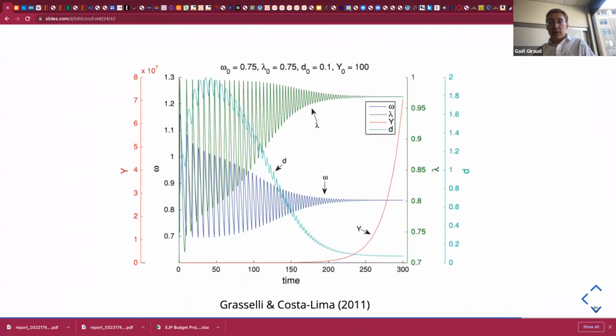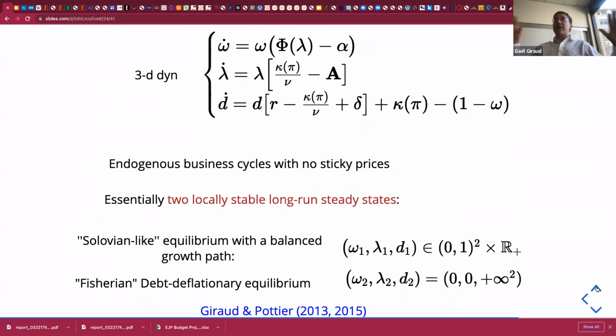So we end up in the simplest case with a three-dimensional dynamical system with 3 state variables. Omega is the share of wages in GDP, which, as you know, has been declining for decades in industrialized countries. Lambda is the share of employment, which is definitely not equal to 100%. And small d is the ratio between private debt and GDP, which is exploding now in a number of countries.